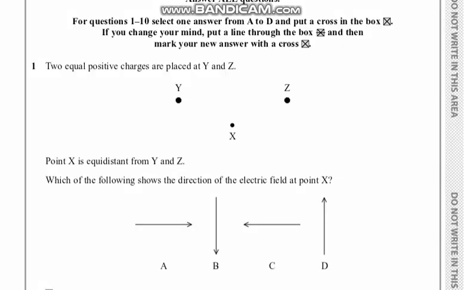So the first question is: two equal positive charges are placed at y and z. Point X is equidistant from y and z. Which of the following shows the direction of electric field at point X? In case you're wondering what equidistant is, that's basically the same distance from y to x and x to z. So that's equal distance, and they're asking us to find the direction of electric field at point X here.